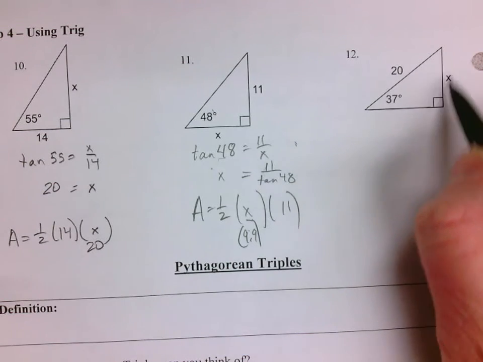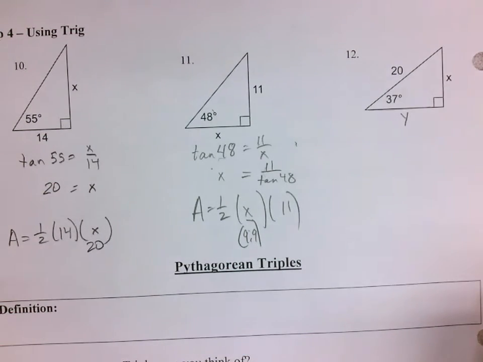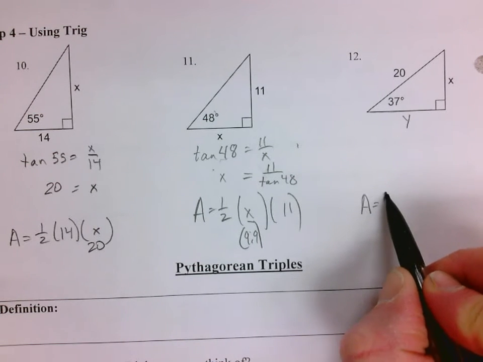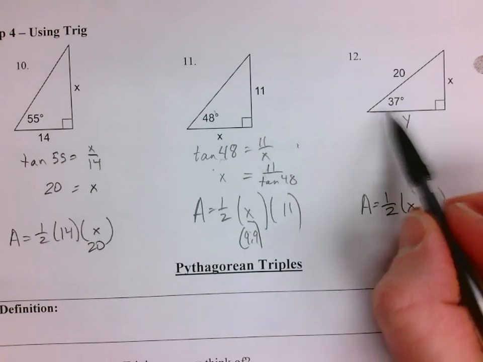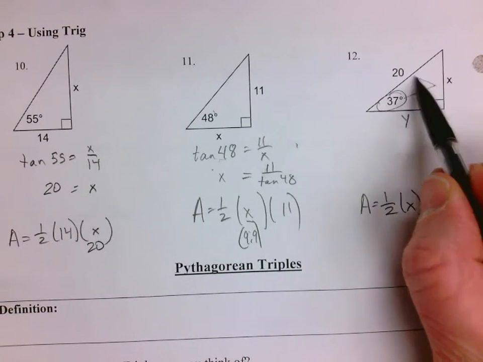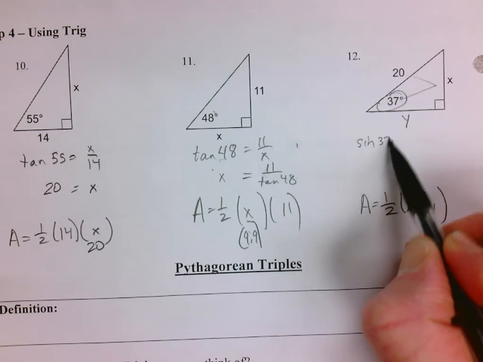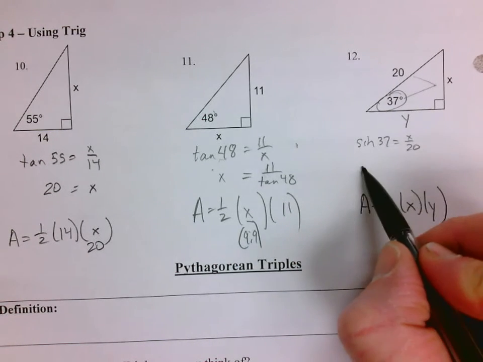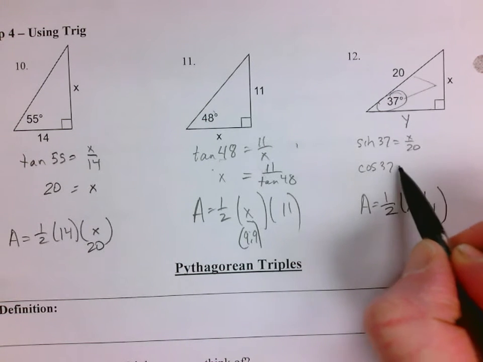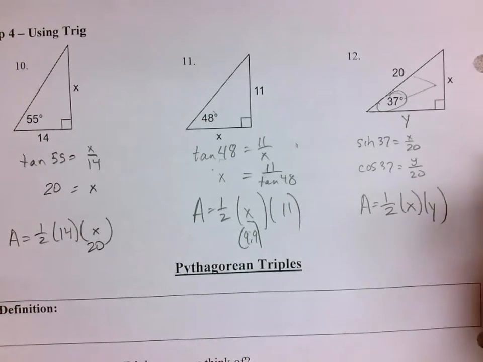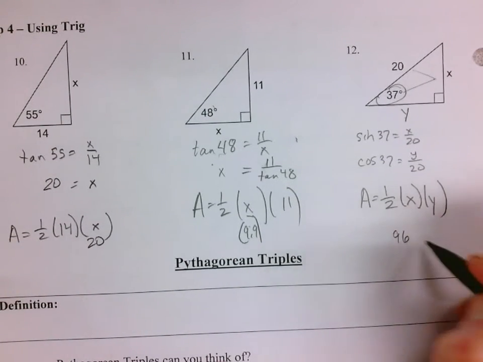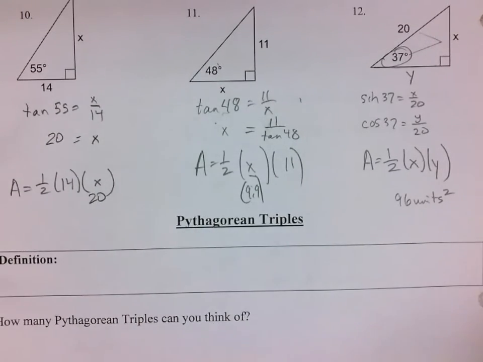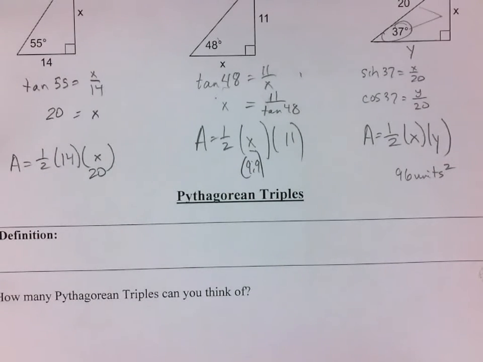The last one I like the best. We don't have the base or the height, so I'm going to put a y in here. So my area here is 1/2 x times y, or y times x. So I'm going to write a formula using 37, opposite hypotenuse. So the sine of 37 equals x over 20. And then the cosine of 37 equals y over 20. So I'm going to find x and y and plug those in. When you find those, your answer should end up being 96 units squared. So go ahead and finish those, solving them out, but check your answers.